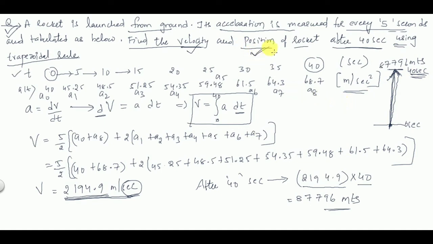So this is how we can find the position of the rocket after a certain time, right? This is how we can solve practical problems using the trapezoidal rule. You can use trapezoidal rule in this problem. You can also use Simpson's 1/3 rule in the same problem, or Simpson's 3/8 rule. Almost all the results will be the same, right?